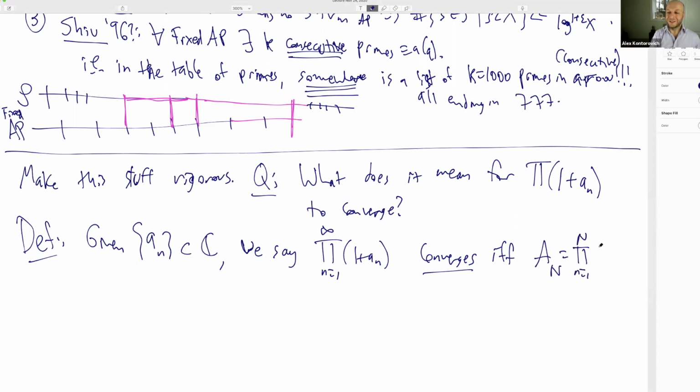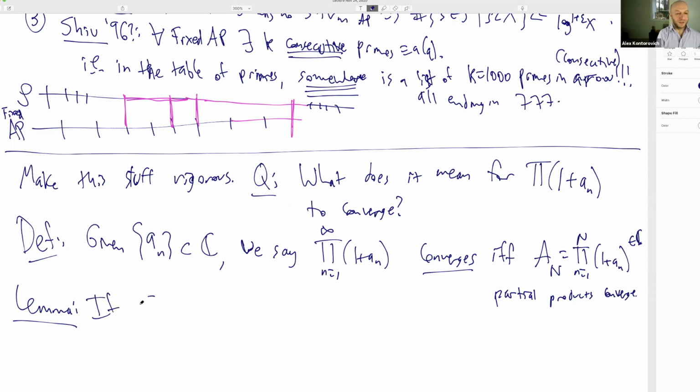So these are finite products. These are all complex numbers. And we know what it means for a sequence of complex numbers to converge. If this sequence, the partial products, converges, the product converges. Right? So here's a little lemma. If the sum of the a_n converges, then the product of 1 plus a_n converges.